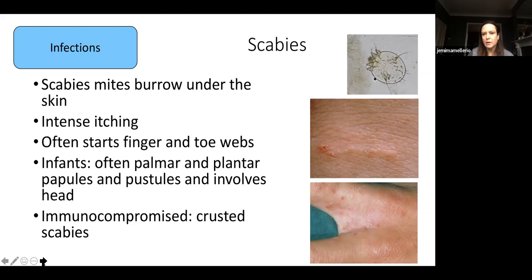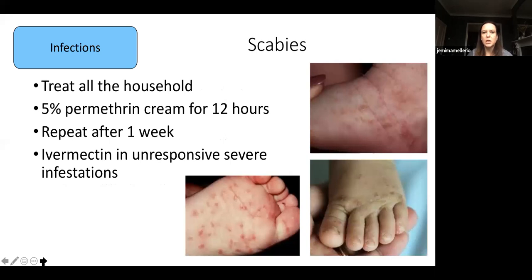Different individuals in a household may show signs of scabies to a different extent, so it's really important to treat everybody in the house if you suspect scabies. And usually we'd give some permethrin cream and apply it for 12 hours or 24 hours and then wash it off and then reapply 1 week later to the whole household. If you have unresponsive disease, severe disease, crusty disease, then ivermectin orally can be very helpful.